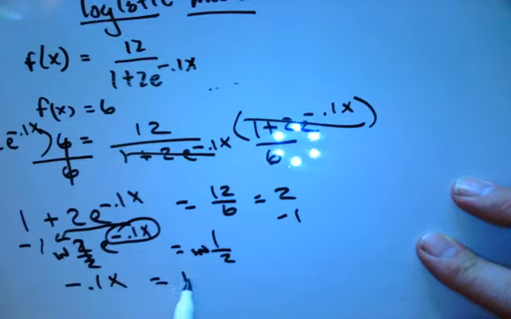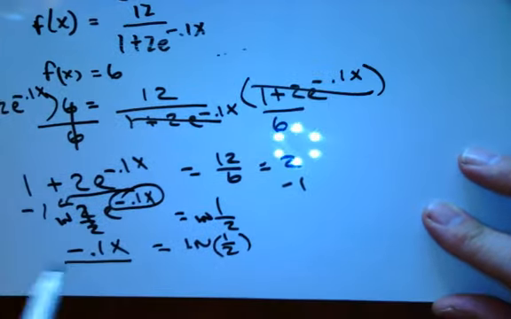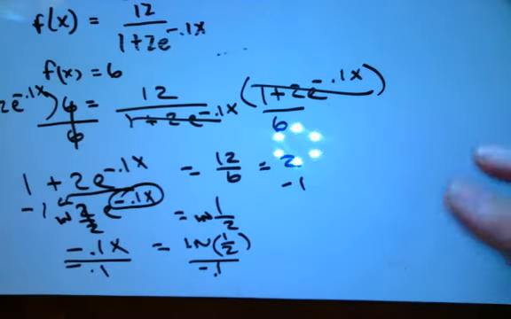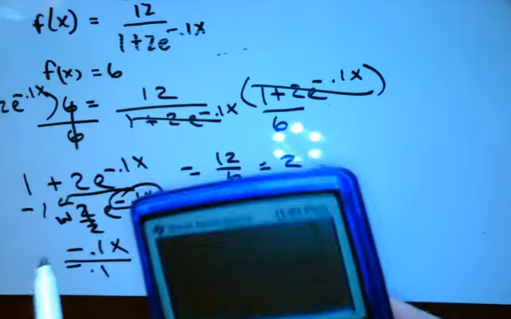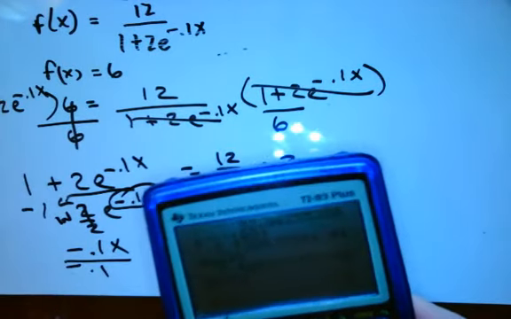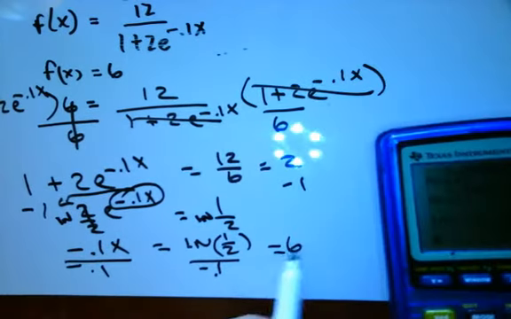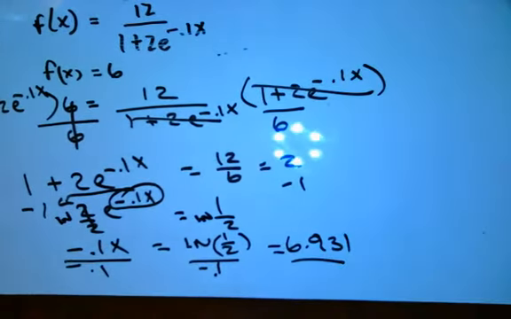Well, what do I need to do now? I need to take the ln of both sides, so I can bring this power down in front. So I'm going to have negative 0.1x equals ln of 1/2. And if I divide both sides by negative 0.1, and then pull out my calculator and do ln of 1/2 divided by negative 0.1, I get 6.931. So we didn't even really need to find this point of intersection graphically.